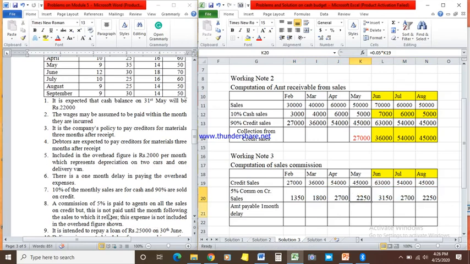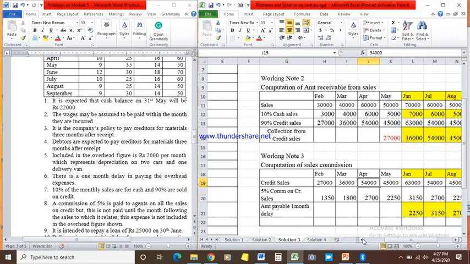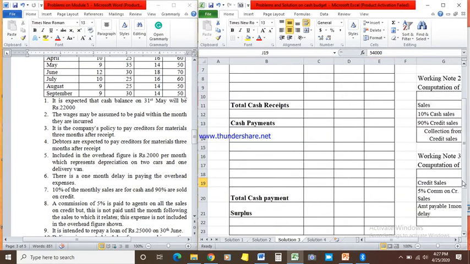So this expense is not paid until the month following the sales to which it relates. Since my budget period is June, July, August, May's credit sales commission will be paid in the following month, that is 2250 is paid in June, 3150 in July, and 2700 in August. These three figures I am going to mark, which means only these three figures are important for us, the earlier ones are not important. Now once our working notes are ready for all three calculations, we move on to preparing the cash budget.